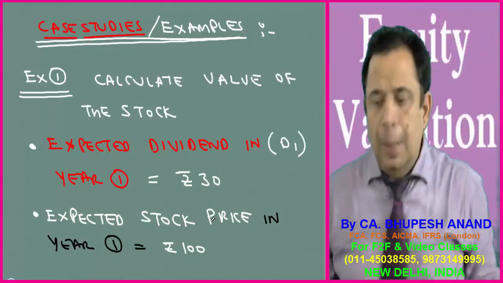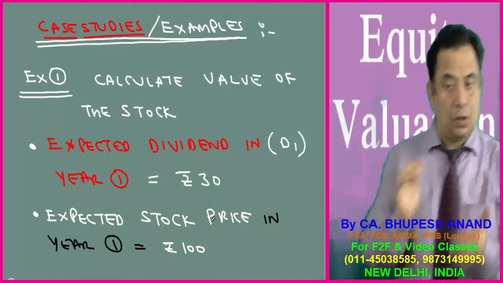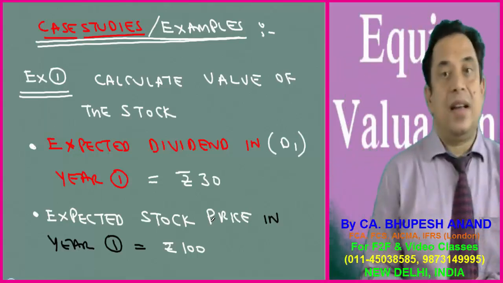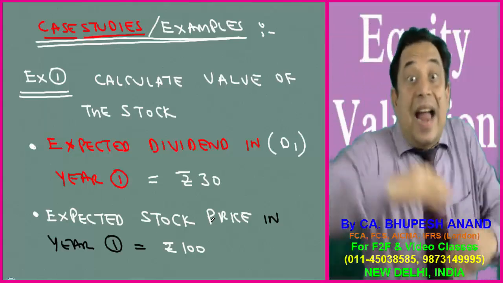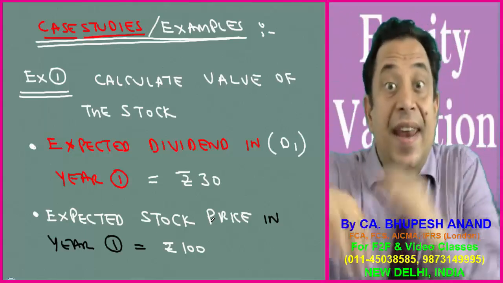So example number one, we have to calculate the value of the stock. How much is the value of the stock? Expected dividend D1, year 1. It means how much dividend I will be getting in the first year. Expected means I have not received it. Dividend to be received. Next year's dividend.